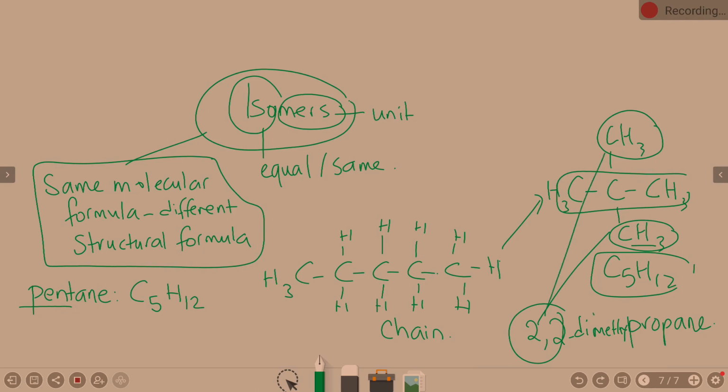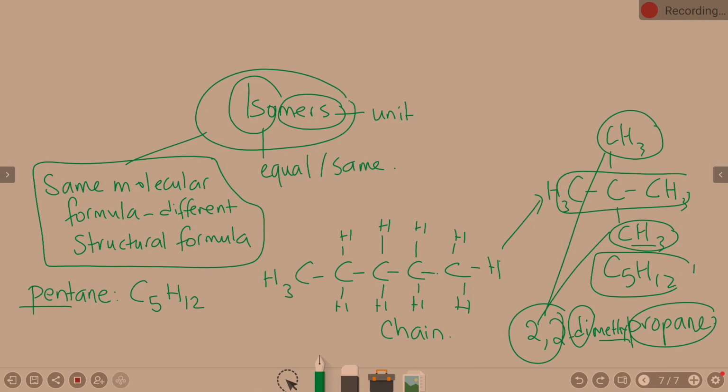So 2,2-dimethylpropane. These 2 represent the location of the side chain. The di tells me how many of them. I actually have 2 methyls. They don't always have to be the same one. One of them could be a methyl, the other one could be an ethyl, or it could be a chlorine, or it could be an oxygen, or something else. Methyl is the functional group, or the substituent I've added, and this is my longest chain. So do we understand the definition of an isomer? An isomer would have the same molecular formula but different structural formula. This would mean that their reactivity is going to be different.